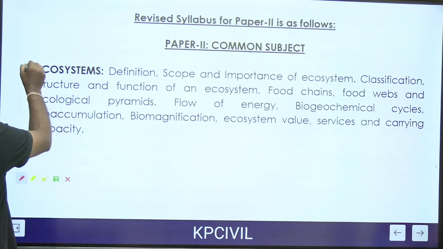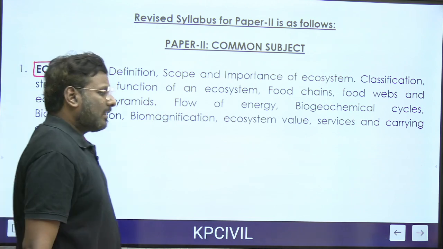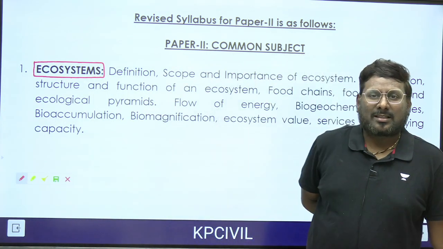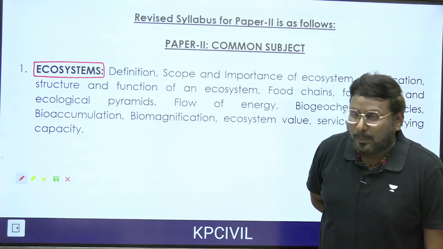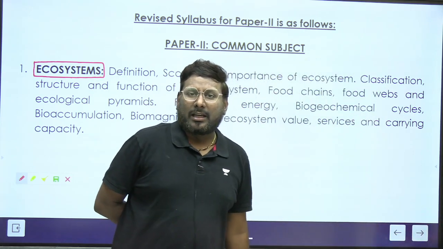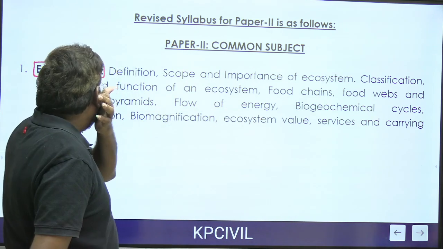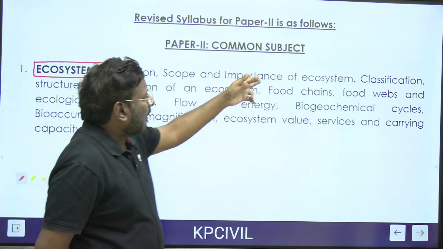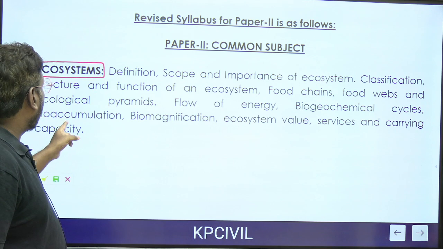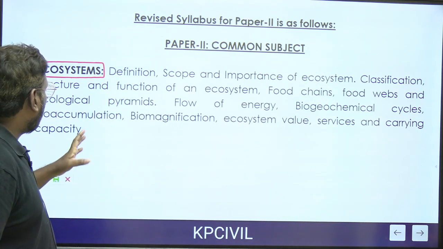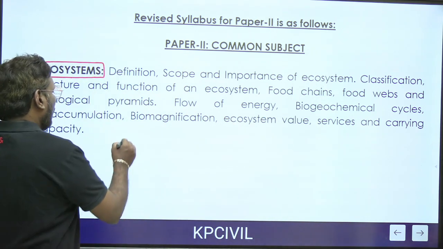First topic, ecosystems. When you take some +1, +2 intermediate textbooks, you get these topics. Or if you have any friends studying a BSc degree with the subject of botany, take their first year textbook; you will find this topic of ecosystem. Ecosystem: definition, scope, importance, classification, structure and function of ecosystem, food chains, food webs, ecological pyramids, flow of energy, biogeochemical cycles, bioaccumulation, biomagnification, ecosystem value, services and carrying capacity.